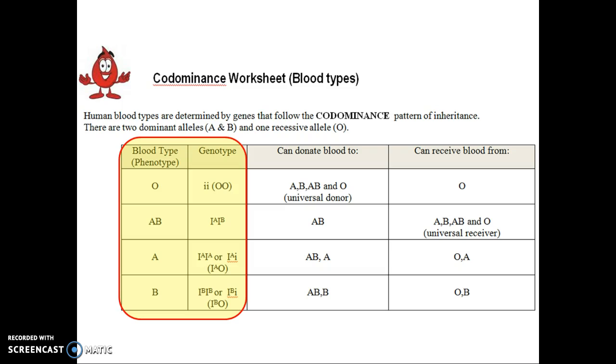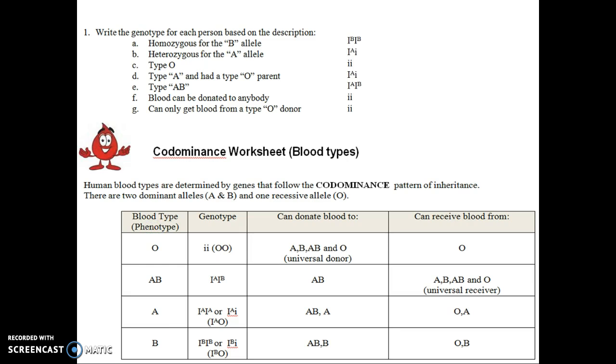So let's take a look at these answers. If you're going to be homozygous for the B allele, you need to have 2 B alleles, meaning you would be capital IB, capital IB. Homozygous means the same allele. We have 2 of the same. Heterozygous for the A allele means you would have 1 allele that is capital IA, and then you're going to have lowercase i. Remember, this allele is completely dominant to this allele, so this allele gets hidden, and you'll only have type A blood. Type O blood would be little i, little i.